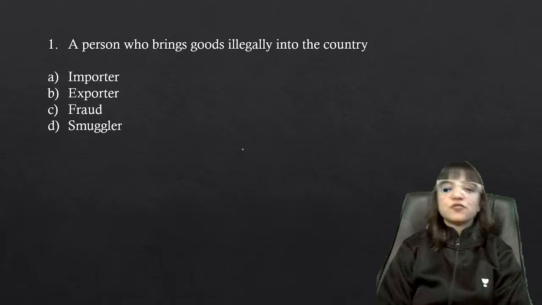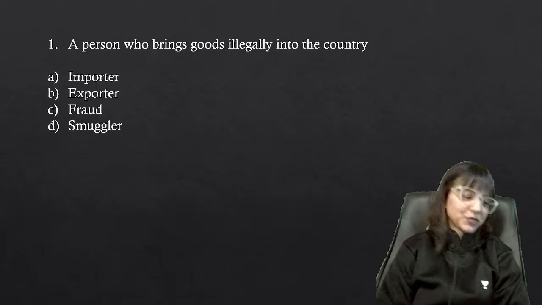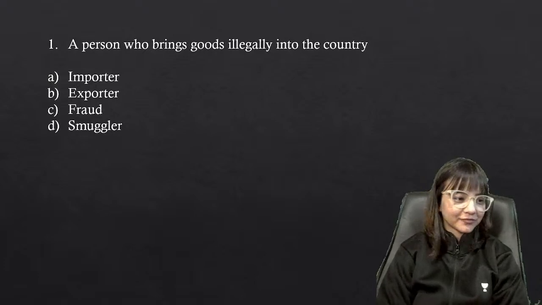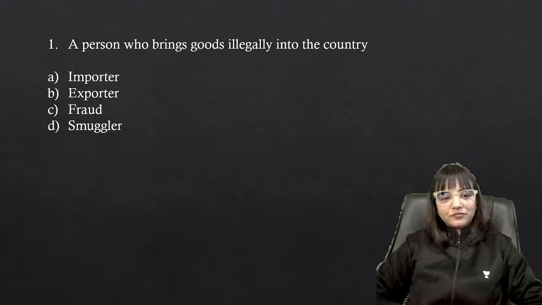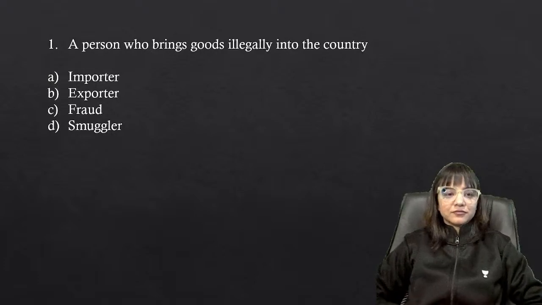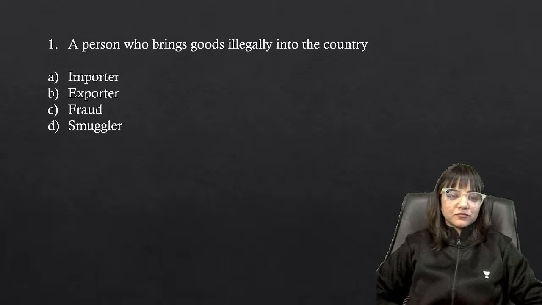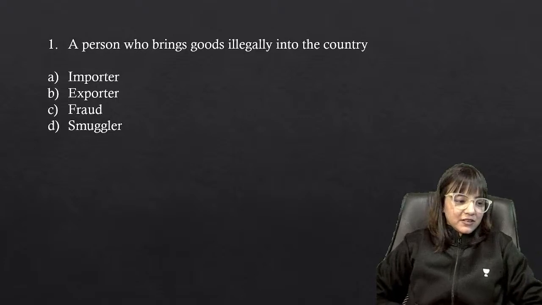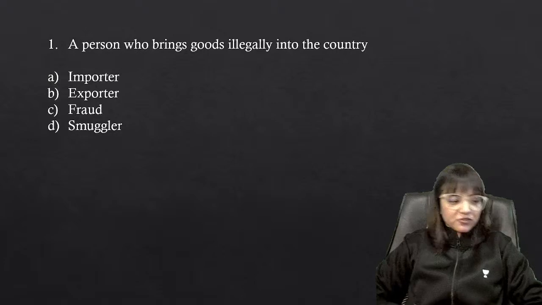The first one: a person who brings goods illegally into the country. What is the person called? Yes, let's start. Sham has given his answer, and Sham is saying it will be delta. Manjri is also saying that it is delta. Arpita is also saying it's delta.